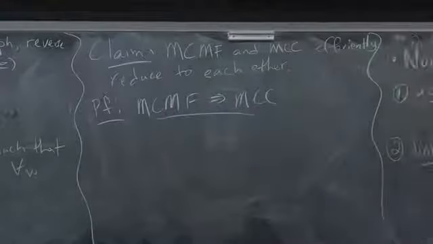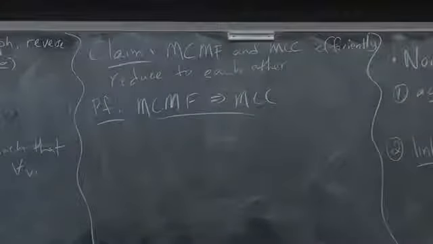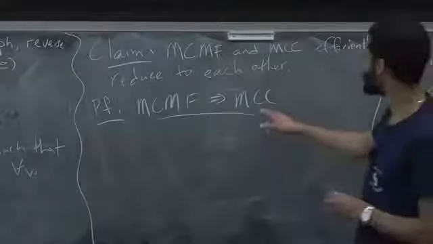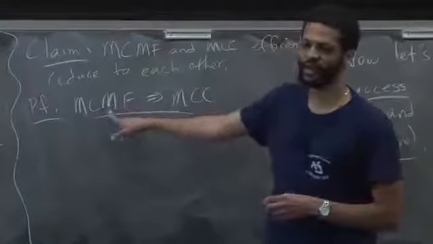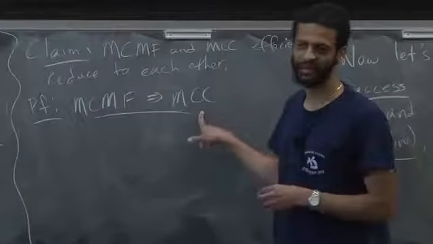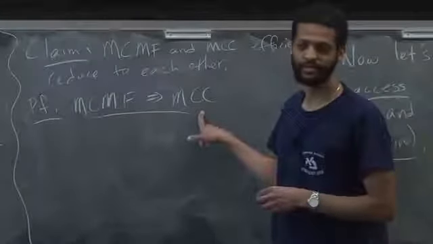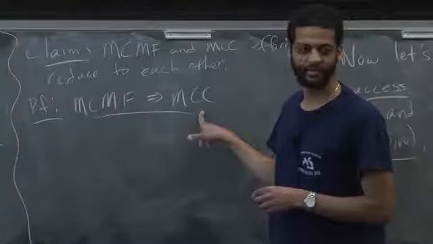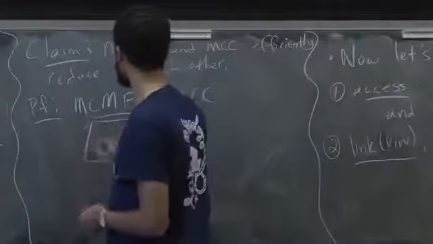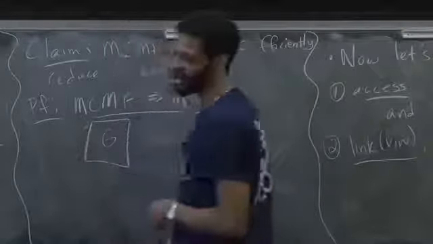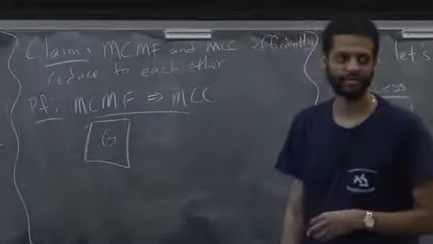So this is an easy one, maybe. I give you a graph with capacities and costs. I tell you, find me a minimum cost circulation. If you have an algorithm that already solves min cost max flow, why can you solve min cost circulation? What would you do? So someone gives you a graph G and says, find me the min cost circulation. What do you do?